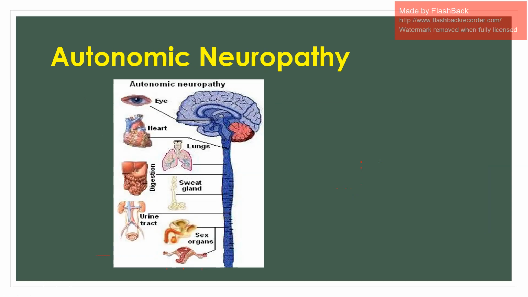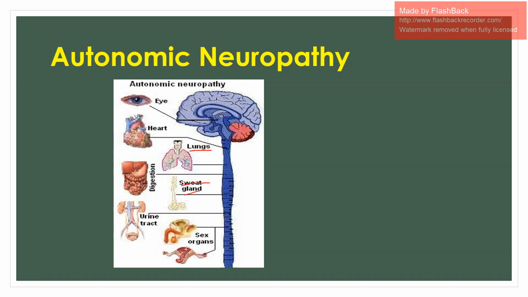Now let's discuss autonomic neuropathy. The autonomic nervous system of the human body supplies the cardiac muscles, the smooth muscles of the GIT, the smooth muscle of the urinary bladder, the smooth muscles on the blood vessels, the smooth muscles of the sex organs. It also supplies the sweat glands and the bronchial smooth muscles.